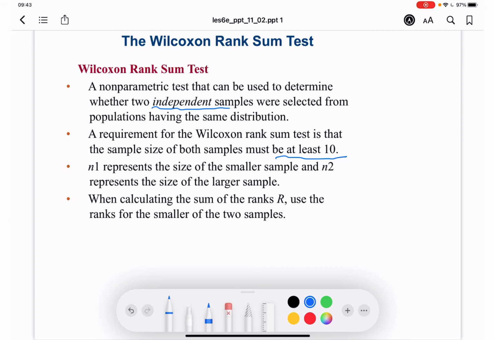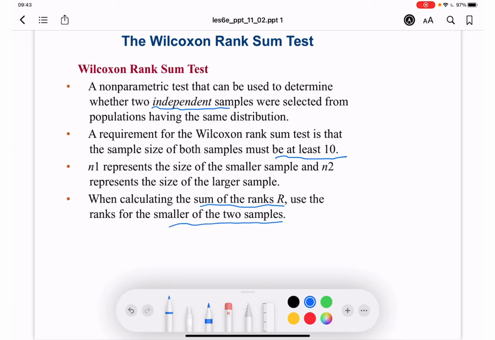And between the two samples, we are going to work with the one that has the smaller sample size. When calculating the sum of ranks, we use the ranks for the smaller of the two samples.